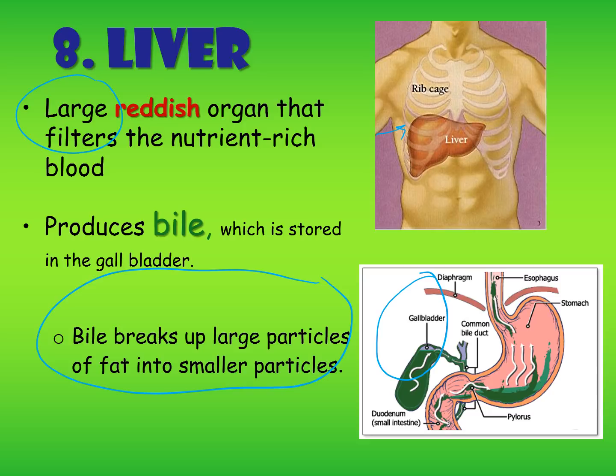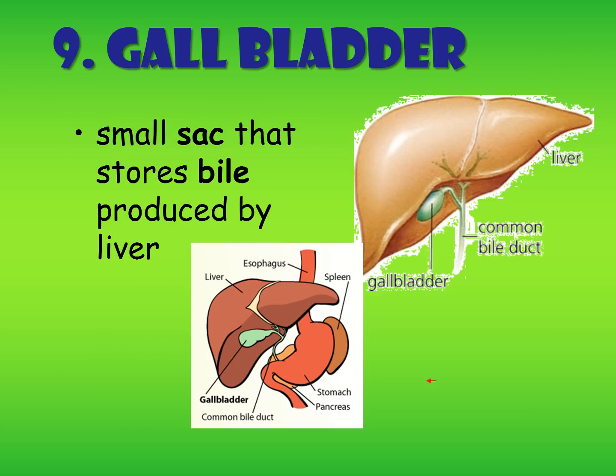So again, bile is stored in the gallbladder, and the gallbladder kind of looks like a little pea-shaped organ that is up underneath the liver. In this picture, you can't see it. It would sit sort of behind the liver in this picture. There we can see a better picture of it. So the gallbladder is that small sac that stores bile.